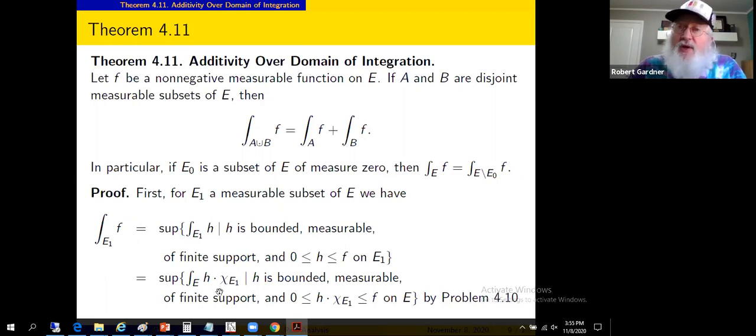H was a class 1 function, effectively. So problem 4.10 implies that we have this equality here. Taking h to be the same, 0 less than or equal to h less than or equal to f on E1. Equivalently, we could replace the h with h times a characteristic function on E1 and say that this holds throughout set E now. So making a shift from E1 up here to set E itself down here and throwing in a characteristic function.